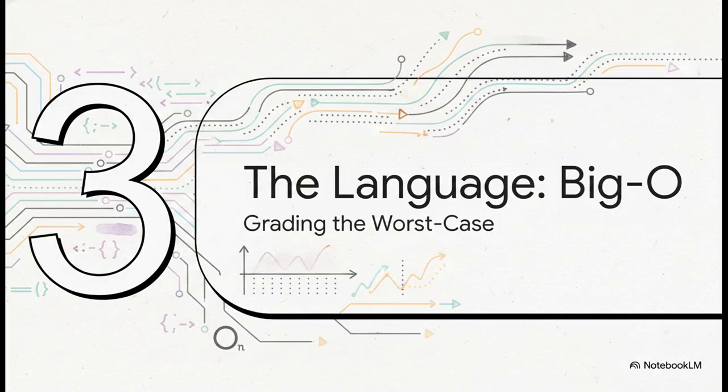And to talk about this stuff, to classify these dominant terms, programmers have a special shorthand. It's a secret language, really. And that brings us to our next section, the secret language of Big O. This is all about giving an algorithm a grade for its worst-case performance.